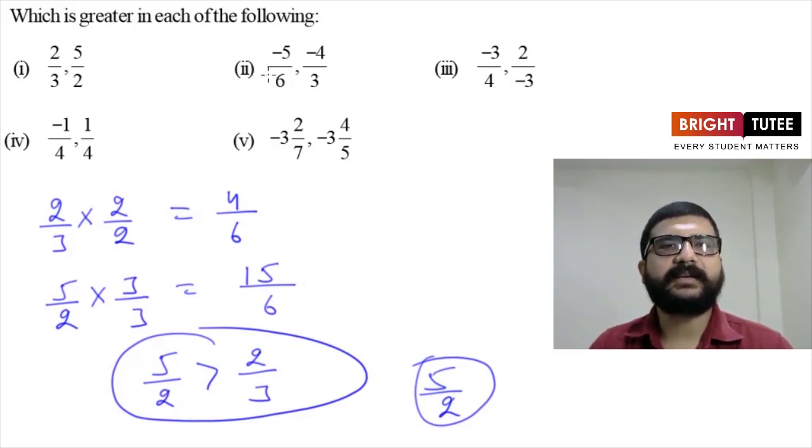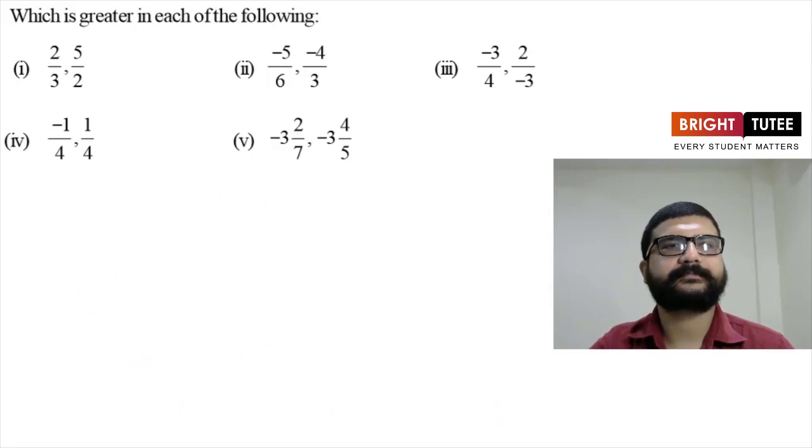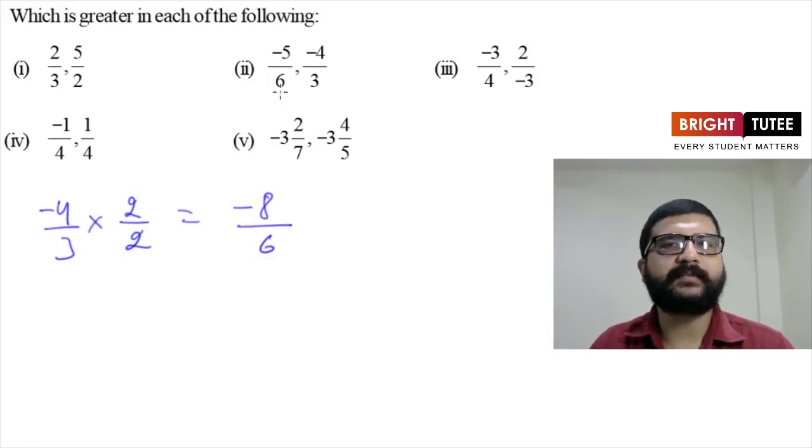Now the second question, it is minus 5 upon 6 and minus 4 upon 3. So here also denominators are not the same. So what we can do, we can make the denominator of the second number 6. So that will be minus 4 upon 3 into 2 upon 2. This gives us minus 8 upon 6. Now the numbers are minus 5 upon 6 and minus 8 upon 6.